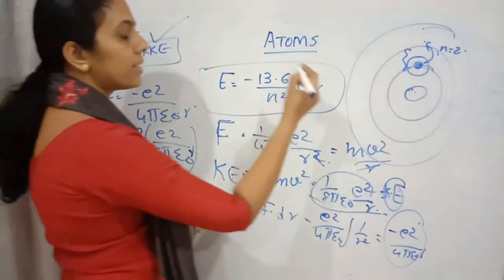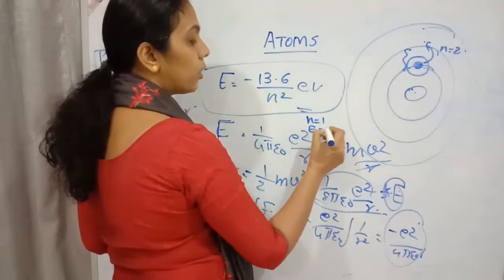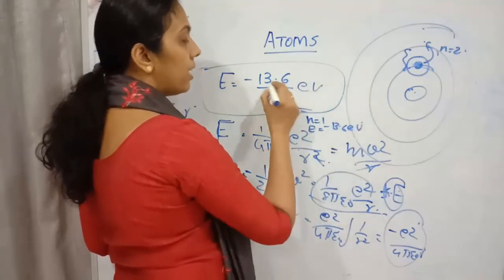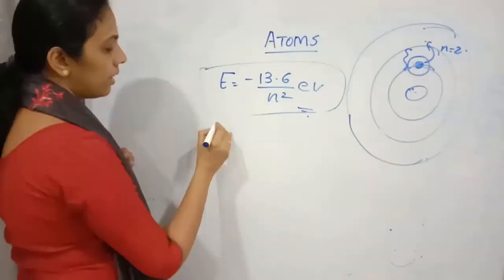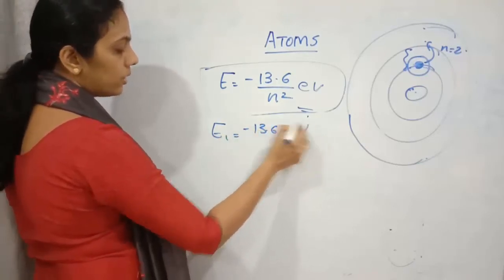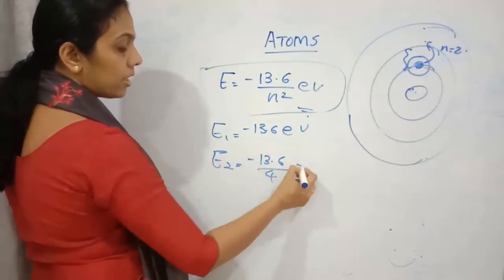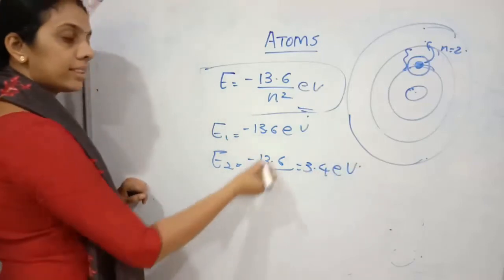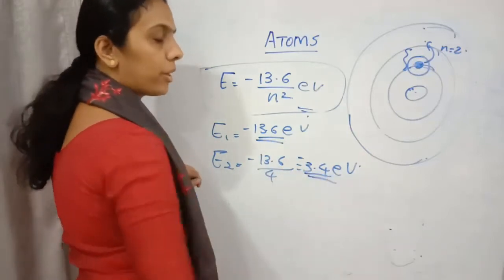Okay, so first energy level means n is equal to 1, then energy will be equal to minus 13.6 electron volt. n is equal to 2 means it will be... n is equal to 3. So here I'll write down. For the first orbit, E1 is equal to minus 13.6 electron volt. E2 will be equal to minus 13.6 divided by 4. So here we will be getting it as minus 3.4 electron volt. Okay, like that it will be. See here minus 13.6 electron volt, and here it is minus 3.4 electron volt.